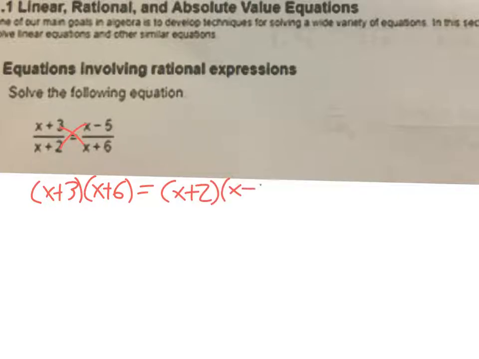I have a proportion here, a fraction equal to a fraction. When I see that, I want to cross multiply and set those two things equal. So that leaves me with (x + 3)(x + 6) = (x + 2)(x - 5).